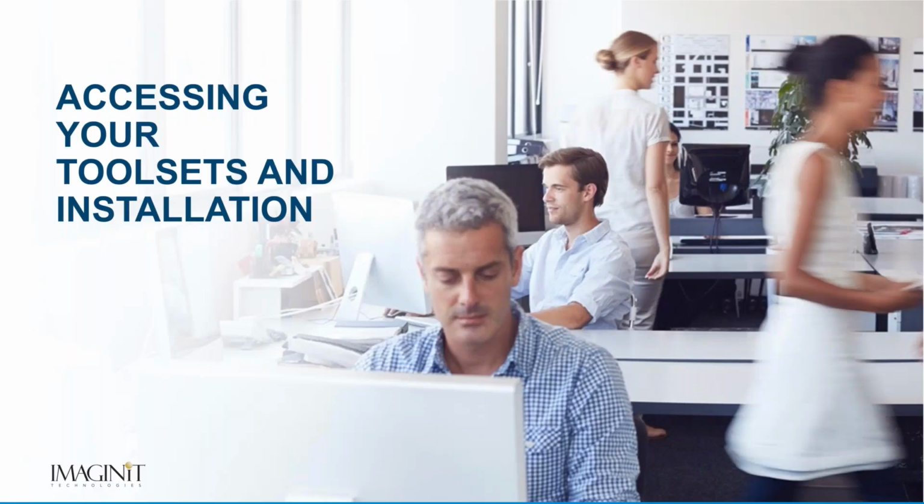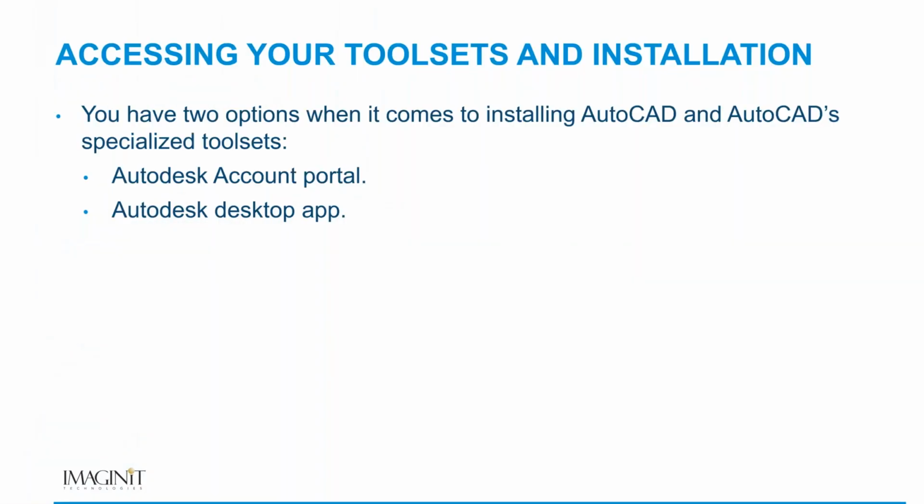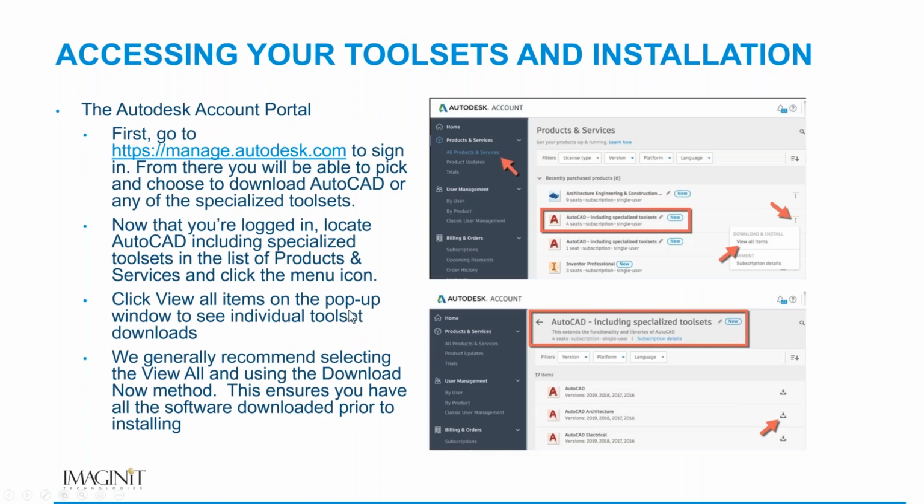So that's all about the tool sets for manufacturing. Now we're going to talk about how we access your tool sets and do installation. You have two options when it comes to installing AutoCAD and AutoCAD specialized tool sets. You can either go through your account portal or the desktop app. The account portal is where you can access any previous version.